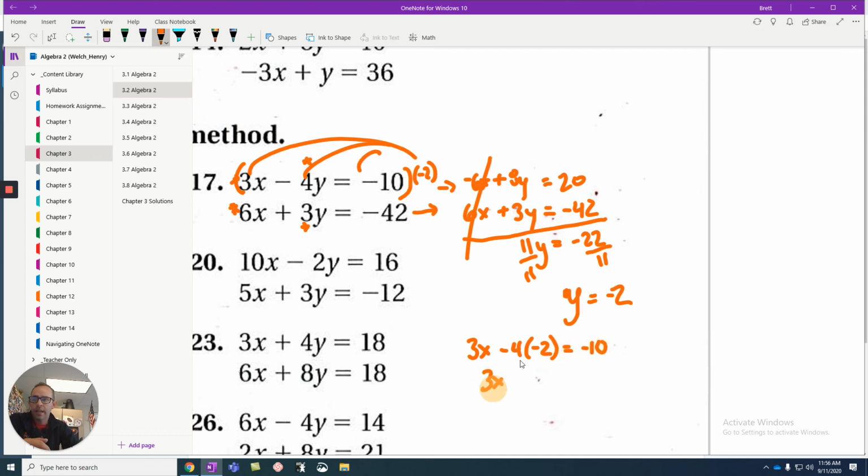That's going to give me 3x. A negative 4 times negative 2 is a positive 8, equals negative 10. And if we subtract our 8, we get 3x equals negative 18. And if we divide both sides by 3, x is negative 6. With that negative 6 and our negative 2 for y, we have our final answer at negative 6, negative 2, and we are done.